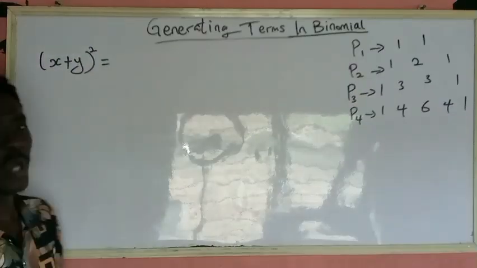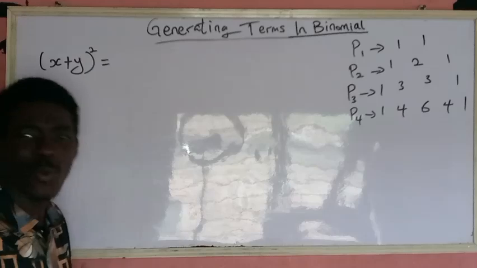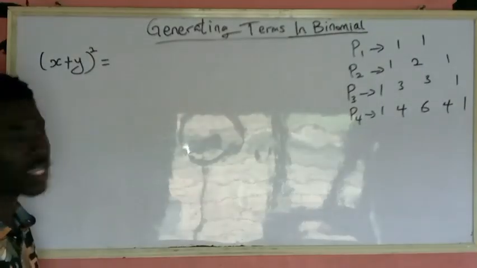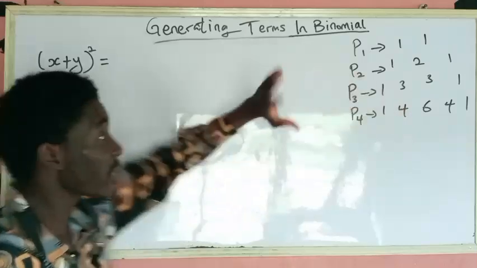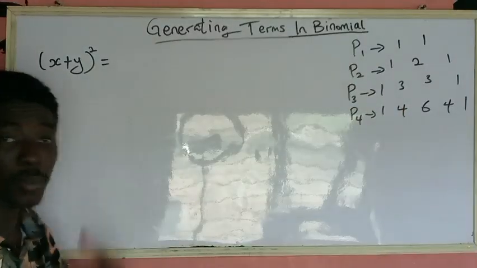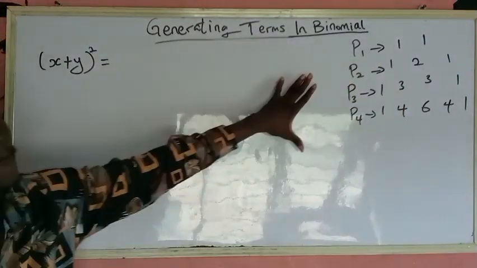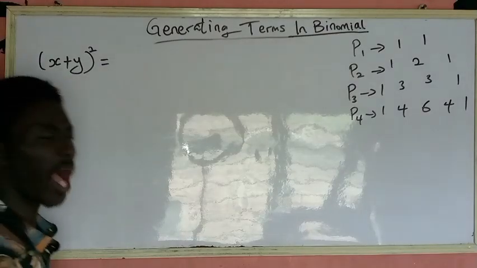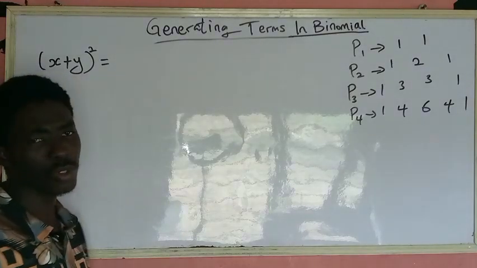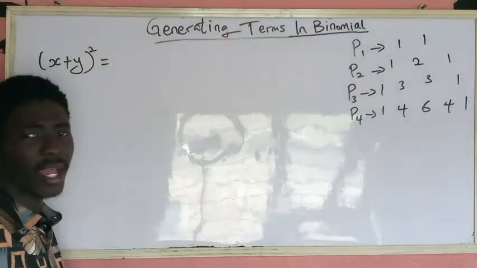So we have x plus y raised to power 2, and we have to generate it without using the binomial theorem. We can do that using the Pascal triangle coefficient, without using the combinatory coefficient. Good. So we have x plus y raised to power 2. And how do we generate terms in binomial? There's a particular order you do that.